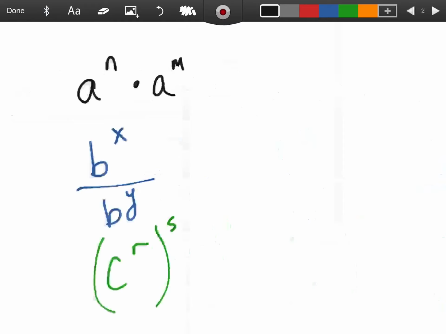So here we have a to the n times a to the m. So we have the same base and just different exponents. All we're going to do in this case is add the exponents. So that becomes a to the n plus m. For example, say we had x squared times x cubed. That's just going to give us x to the 2 plus 3, which is 5.